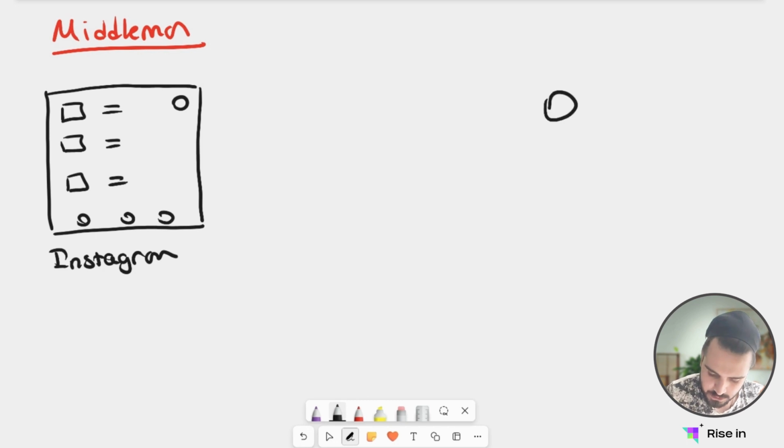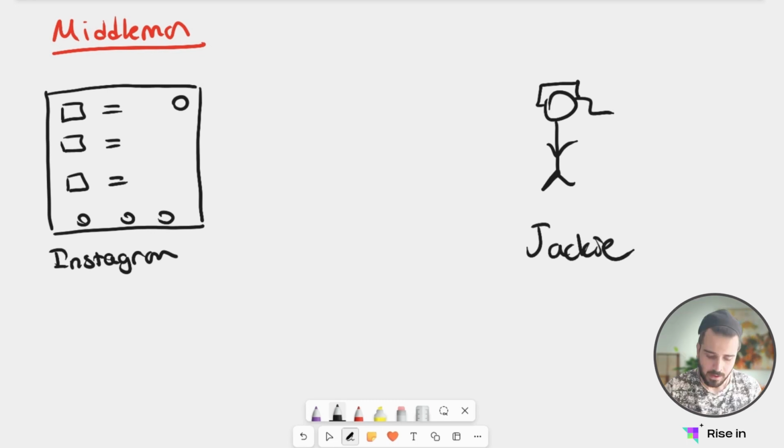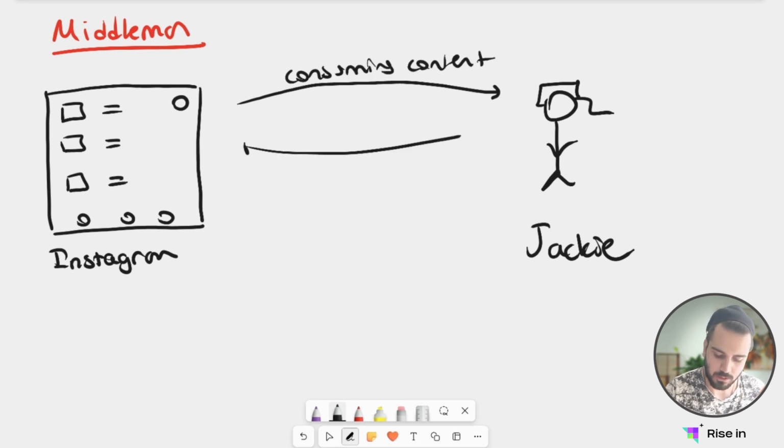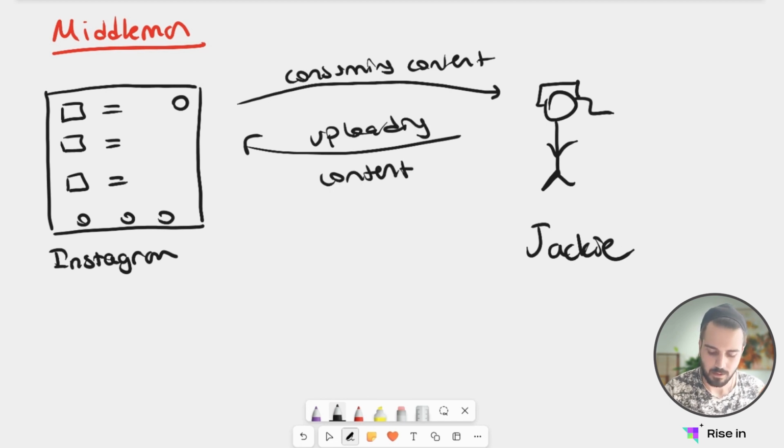And we have Jackie here. Now Jackie has a hat. Now we have Instagram on the left side and Jackie on the right side. We said that Jackie is consuming content here and also uploading content. And we said that our information flows from Instagram to Jackie and again from Jackie to Instagram. Alright, so this was what we discussed in the previous lesson.